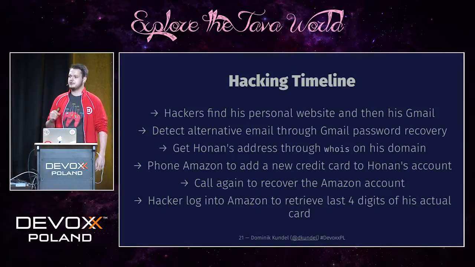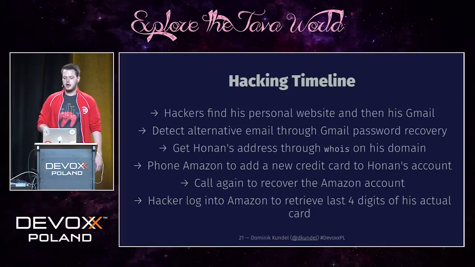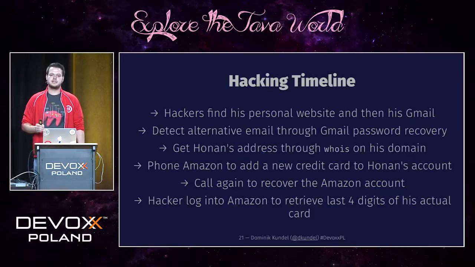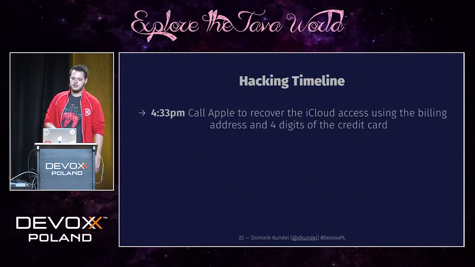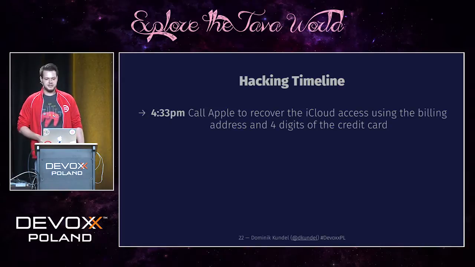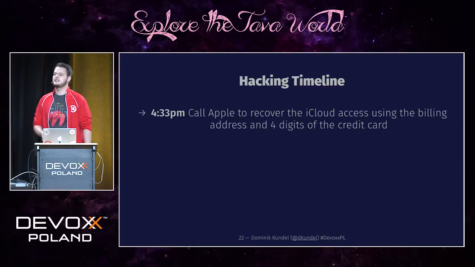So at this point, they were under full control of his Amazon account. And they could have probably stopped there because, I mean, they can go shopping on his card. That's pretty good. But what they actually wanted to achieve was a completely different goal. And Amazon was merely a tool for what would come next and where we have actual concrete times. Because at 4:33 p.m., they then called Apple. And they tried to recover the iCloud access, and the only 2 pieces of information that they needed were his billing address and the last 4 digits of his credit card that they had now thanks to Amazon.